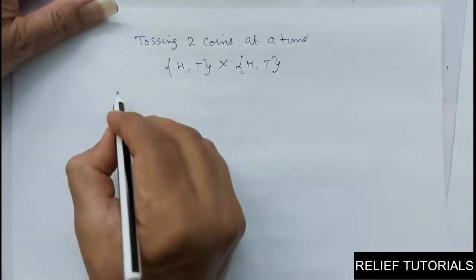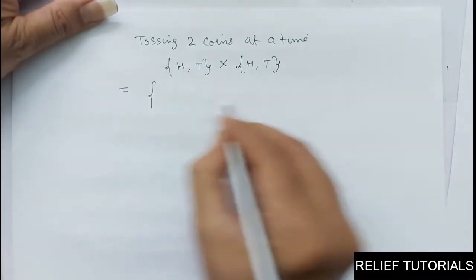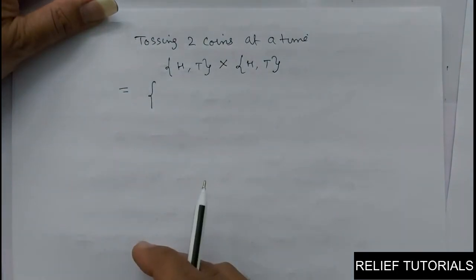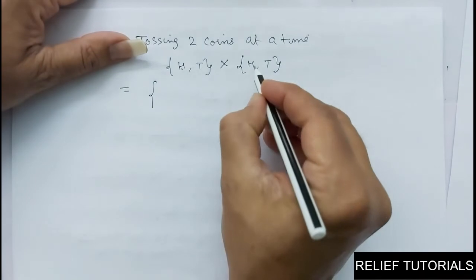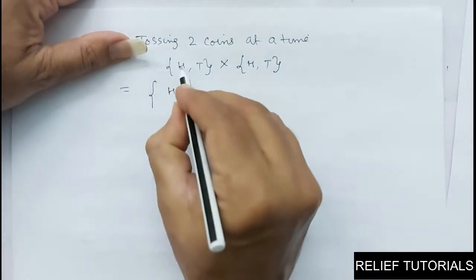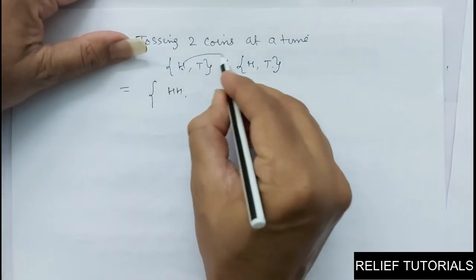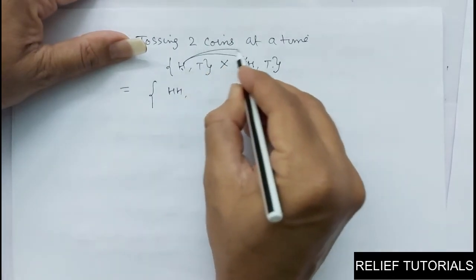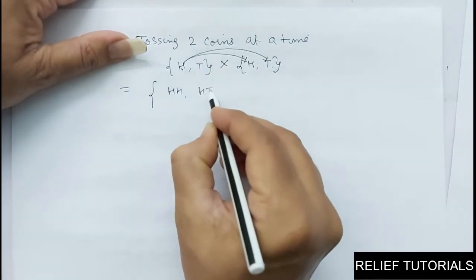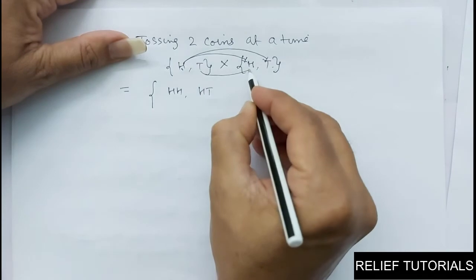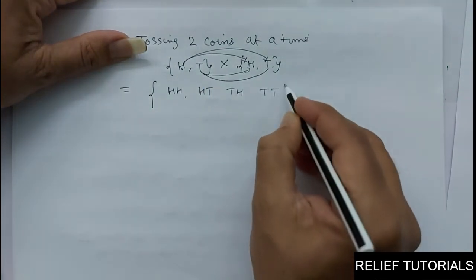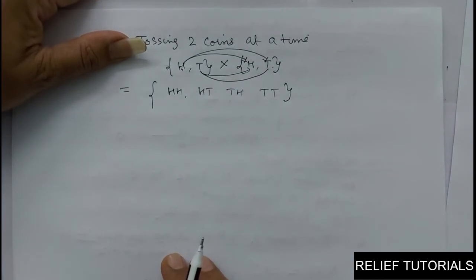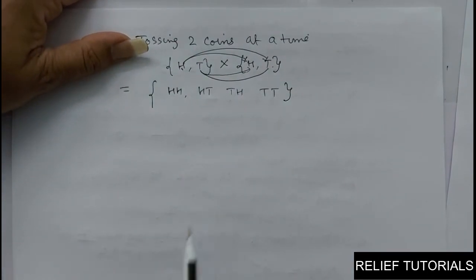So now, what are the total possible outcomes? I am writing the possible outcomes in set notation form. When you toss two coins, you will get head, head, then head, tail, then tail, head, then tail, tail. These are the total possible outcomes when you toss two coins at a time.